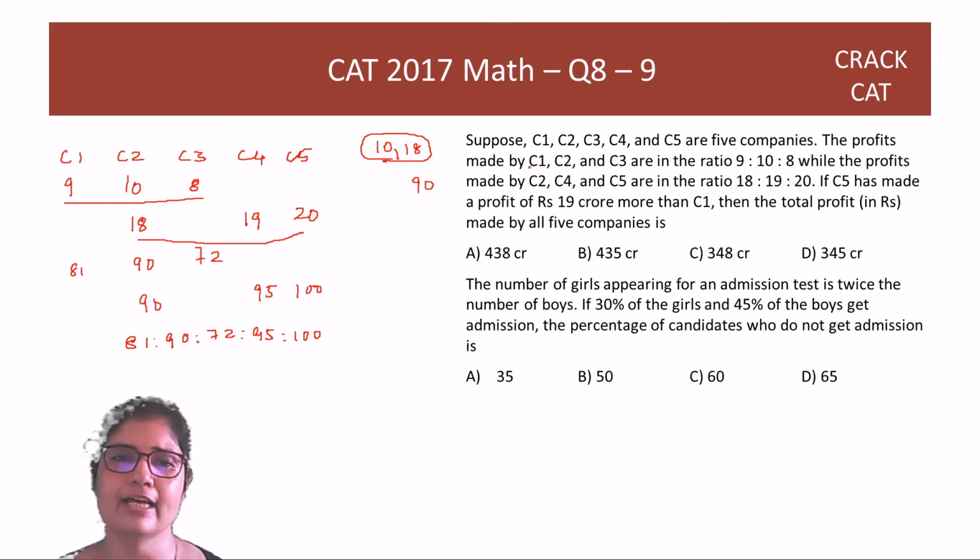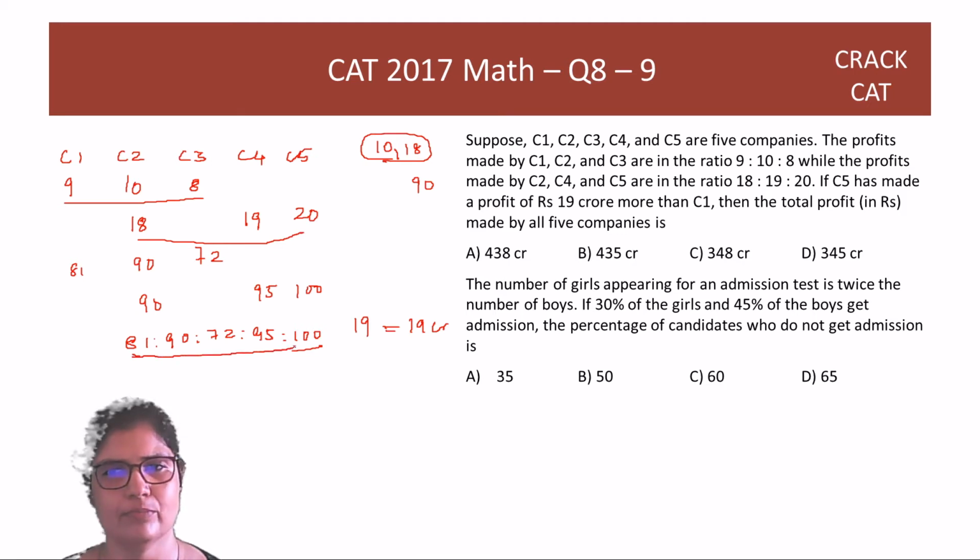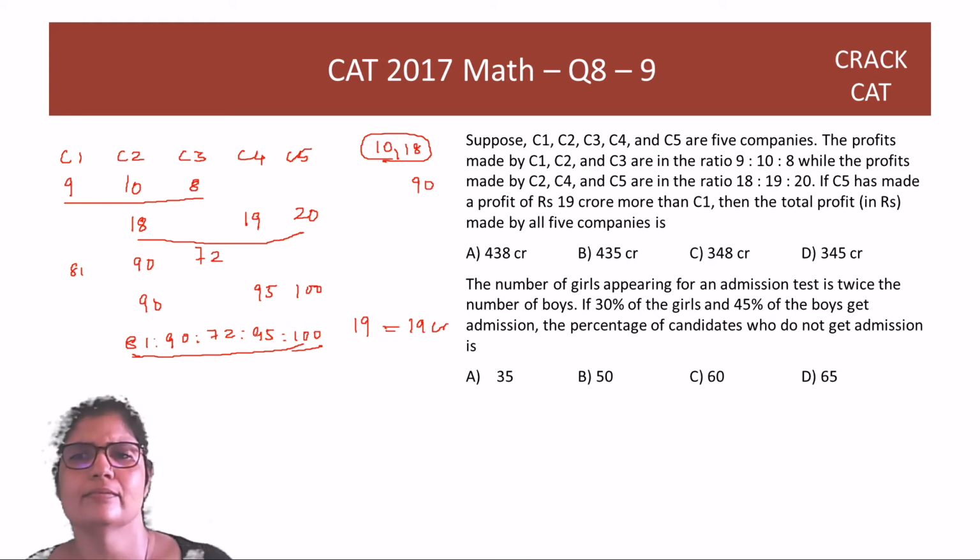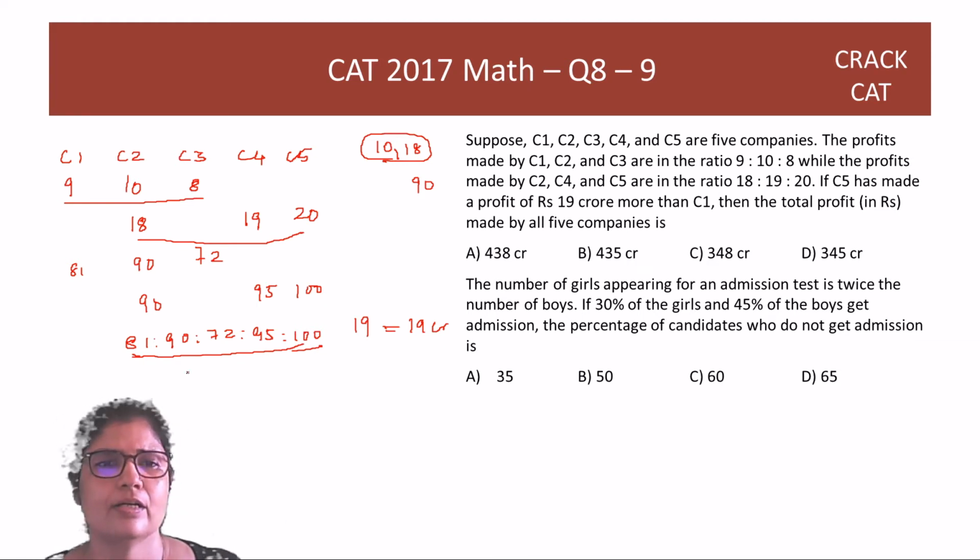Now C5 has made a profit of 19 more than C1. The difference between C1 and C5 here is also 19. So this difference of 19 is equal to 19 CR. That means each one is equal to 1 CR. So you just need to add up these numbers, guys, right? So what do we get? We get close to 360, right? And ending in 8. So you have two numbers ending in 8. You can quickly add it up. You get 171. And here you get 167 and then 100. Correct? So you get 438.